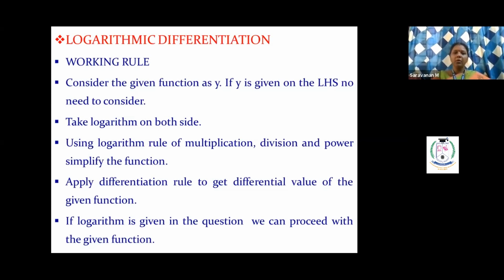Taking logarithm on both sides and then using logarithm rule of multiplication, division and power rule, simplify the function. And then we have to apply the differentiation as usual. The differential rules, which we know already: the addition or subtraction rule, the product rule, and the quotient rule. That is what we are going to apply here. And you have to note that if the function itself has a logarithm in the given question, no need to apply log again.